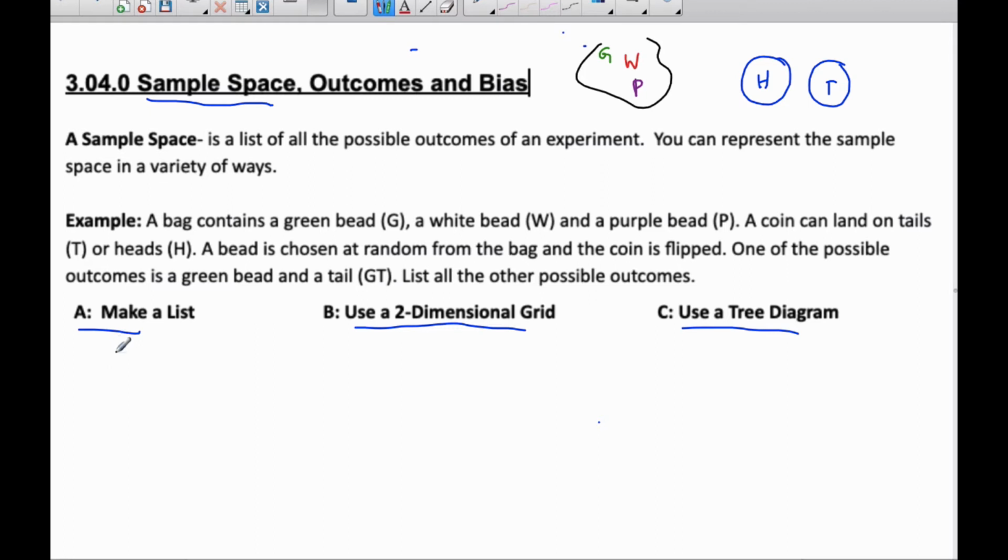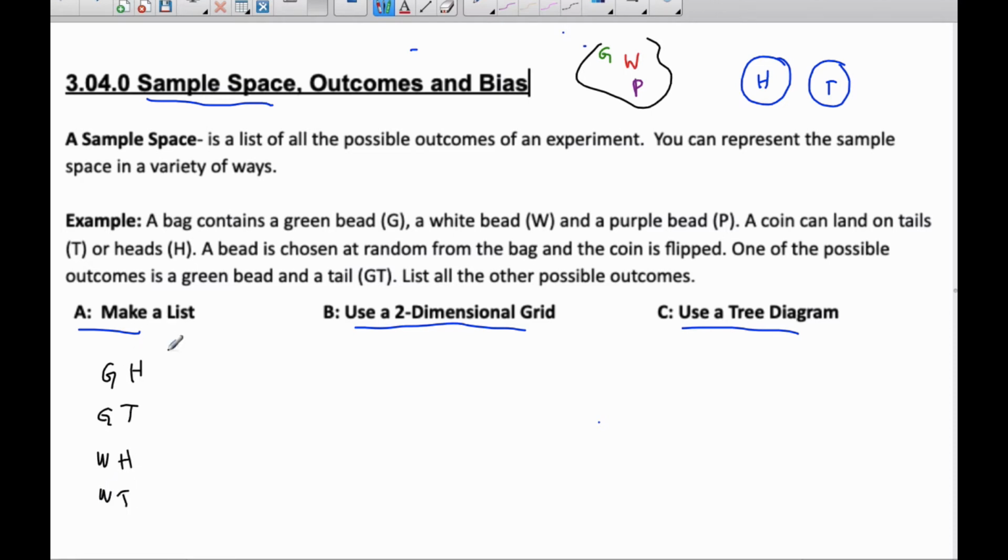So when I consider this scenario, if I'm going to make a list, I have to try and do it in a systematic way. And so if I first come along and I pick up my green bead, I could have a green bead and a head, or a green bead and a tail. I could have a white bead and a head, and a white bead and a tail.